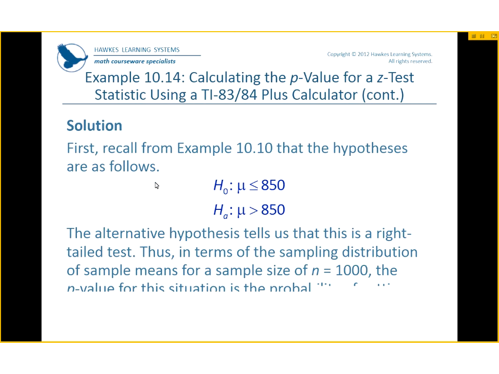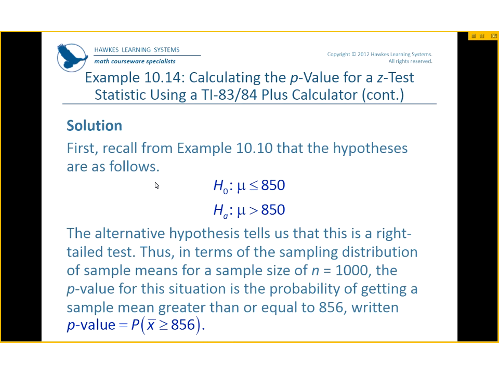So what we're going to do is make our hypotheses. We did that before and we found that the alternative was that the mean was greater than 850, and for the null, the mean was less than or equal to 850. We know this is a right-tailed test. Why do we know it's right? Because for that alternative, the mean is greater than 850. That's the easiest way to do that.